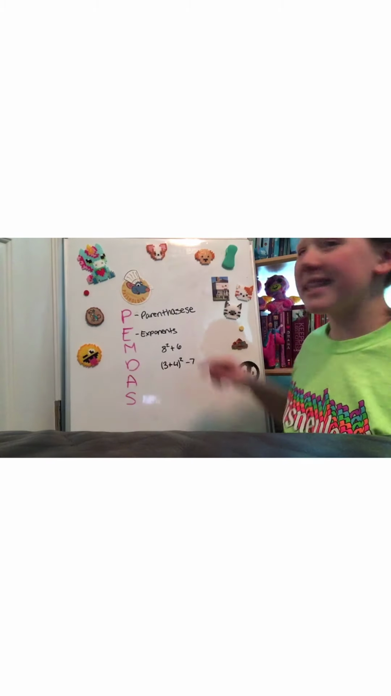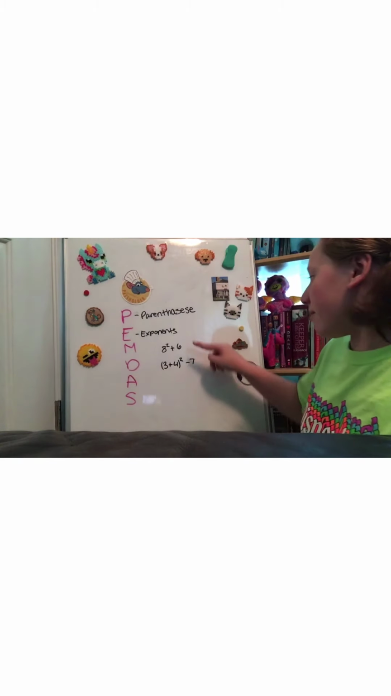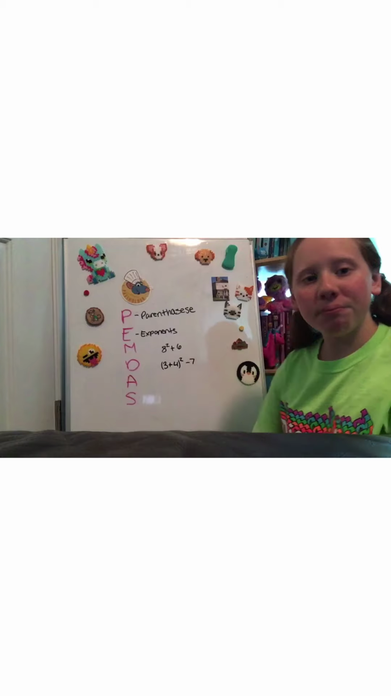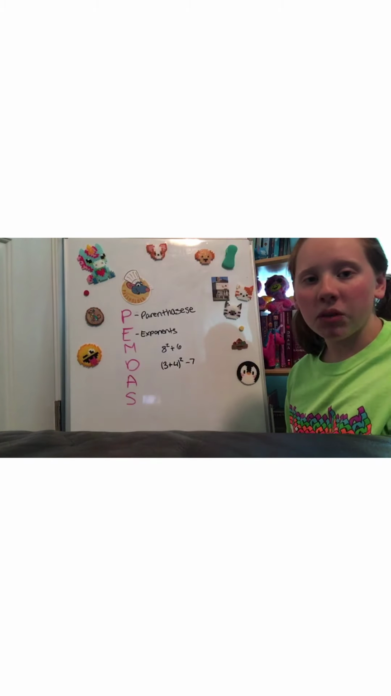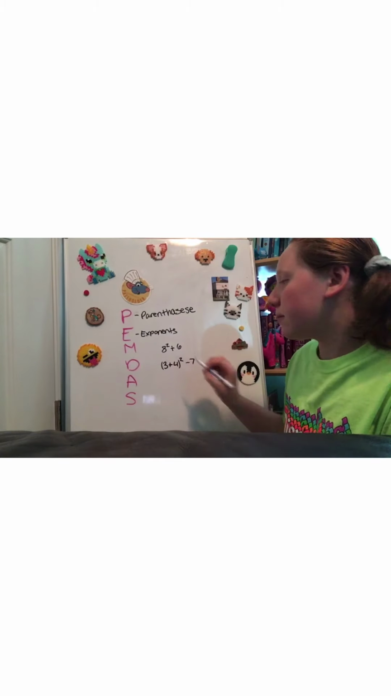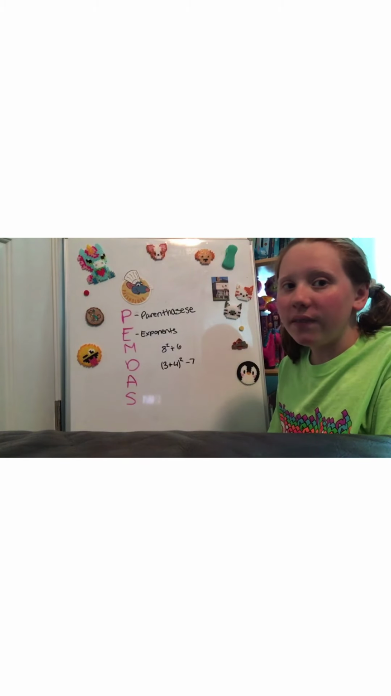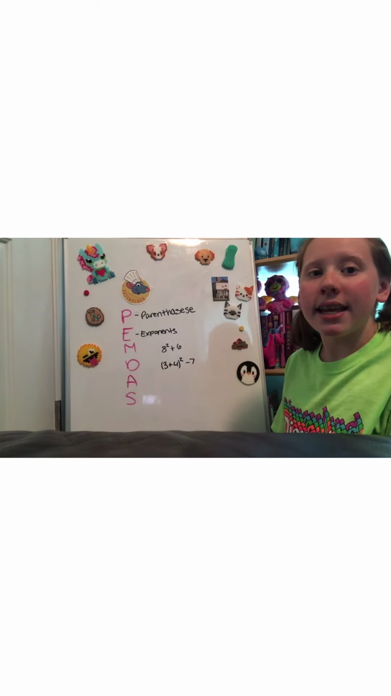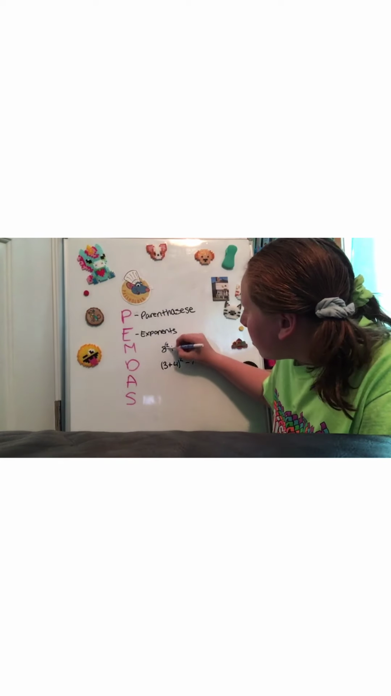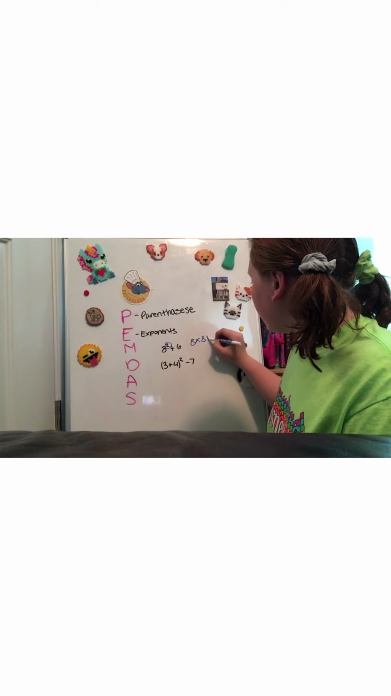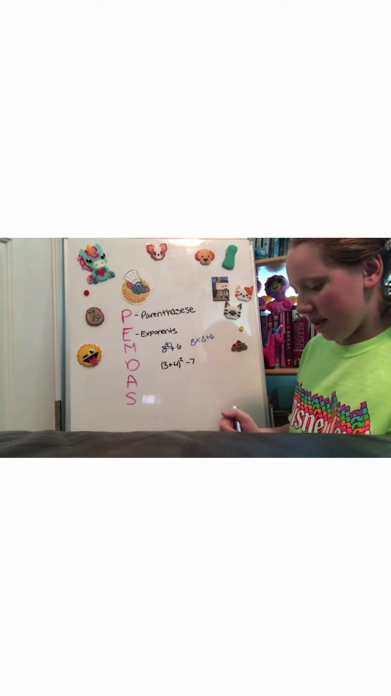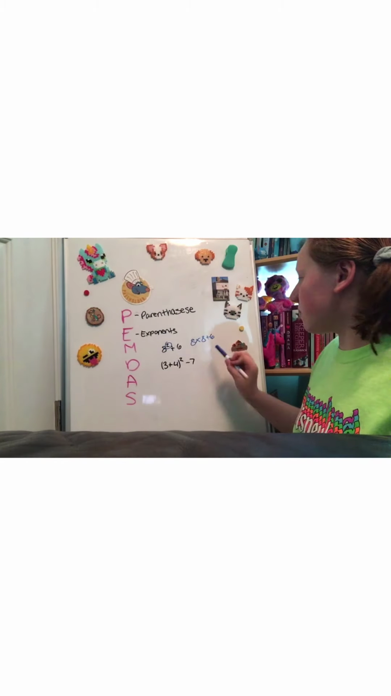Okay, next is exponents. And this time you'll notice I have 2 equations on the board. We're going to start with just having the exponent as our main thing. So, 8 squared plus 6. First, we're going to figure out what 8 squared is. Now, this little 2 makes it 8 times 8 plus 6. So that is how you would write it out.